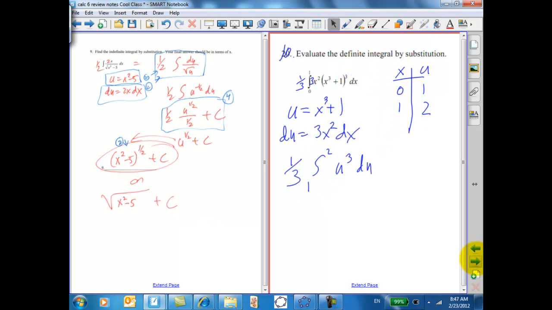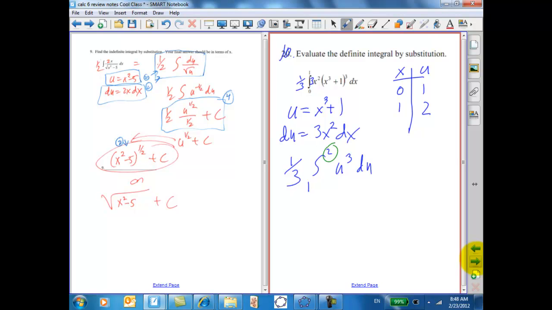On the definite integral problem, I put limits of integration on there. It's x cubed plus 3, so I write that as u is x cubed plus 3, du is 3x squared dx, so I need a 3 in there. I change this to 1/3 integral from 1 to 2 of u cubed du. And notice what happened to the limits of integration.